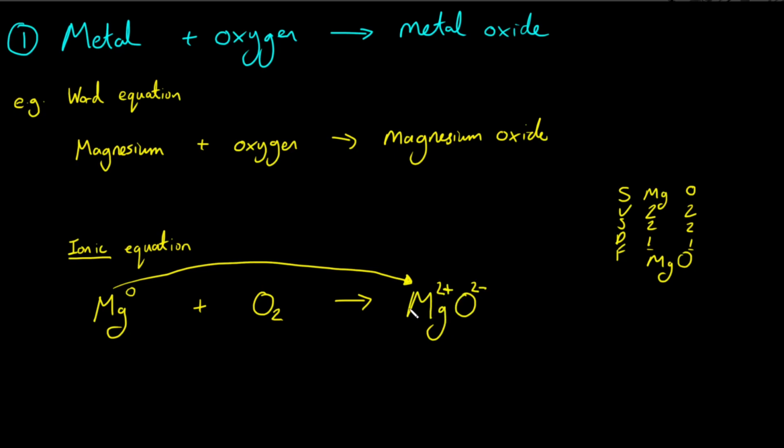So what's happened to that magnesium to become the 2 plus ion? It has lost 2 electrons. Now in chemistry, we call the loss of electrons, if something loses electrons, that is an oxidation reaction. So the magnesium has been oxidized or has undergone an oxidation reaction to form the Mg2 plus ion.